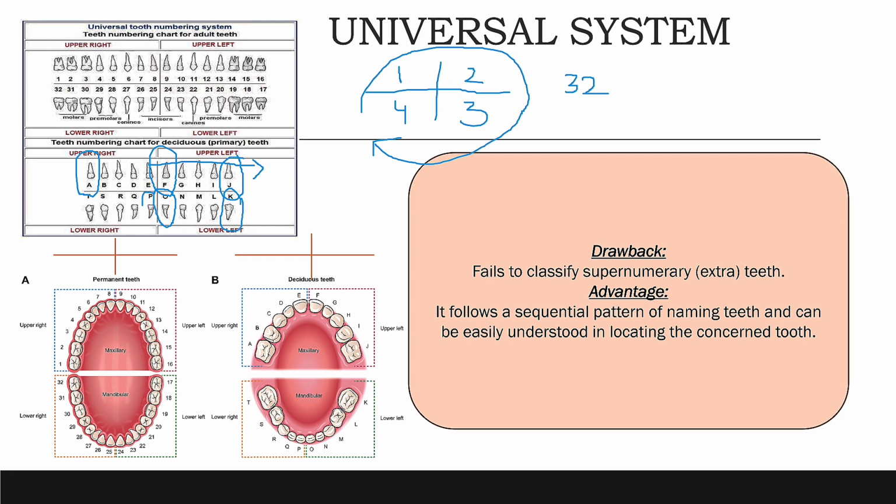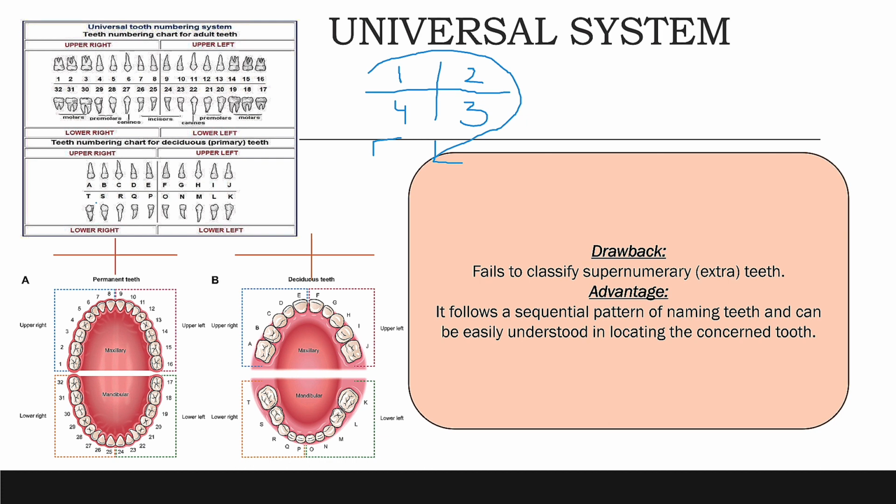Then P is the central incisor of the lower right side, till T, the last molar, that is the second molar of the lower right side. This is the deciduous dentition. So remember, we move in a cyclical manner through the first, second, third, and fourth quadrants, and this is how the numbers or alphabets are given in the universal system.